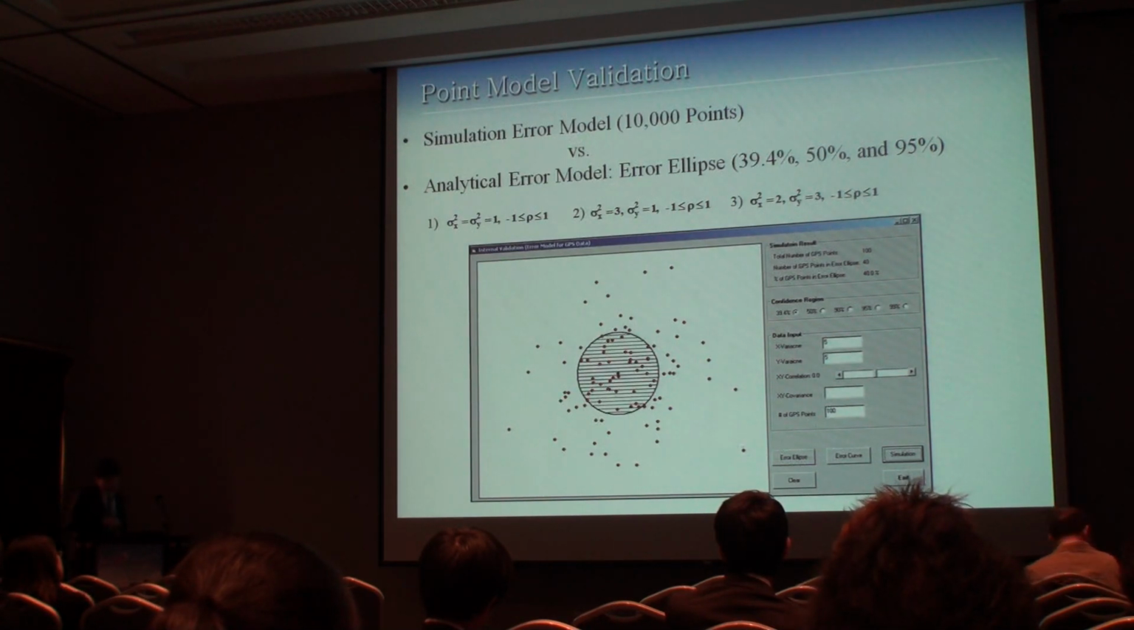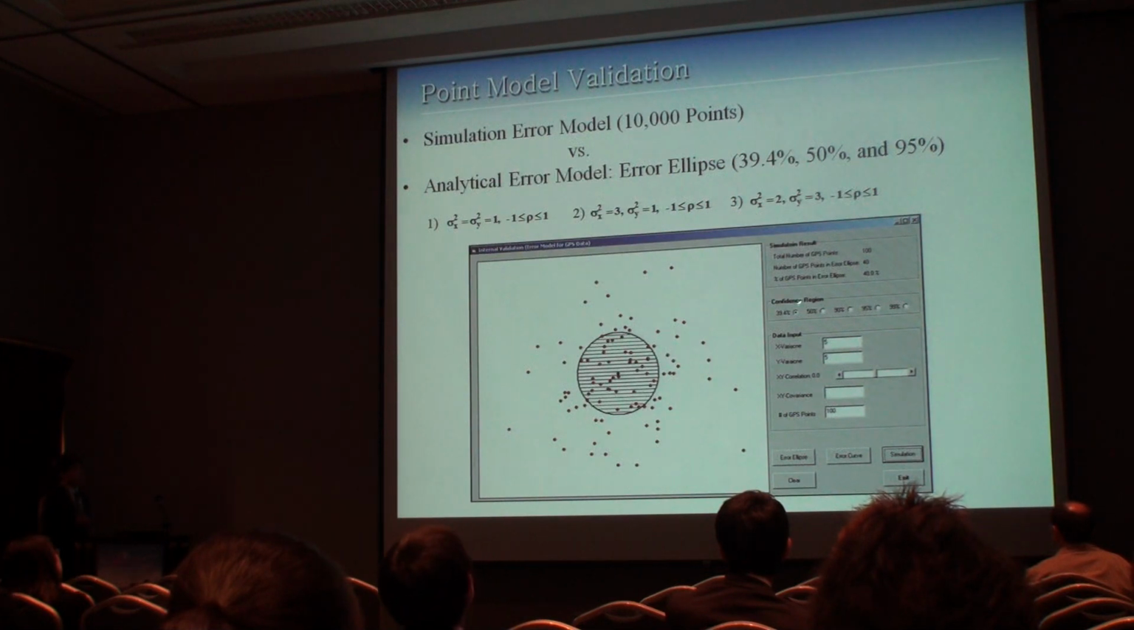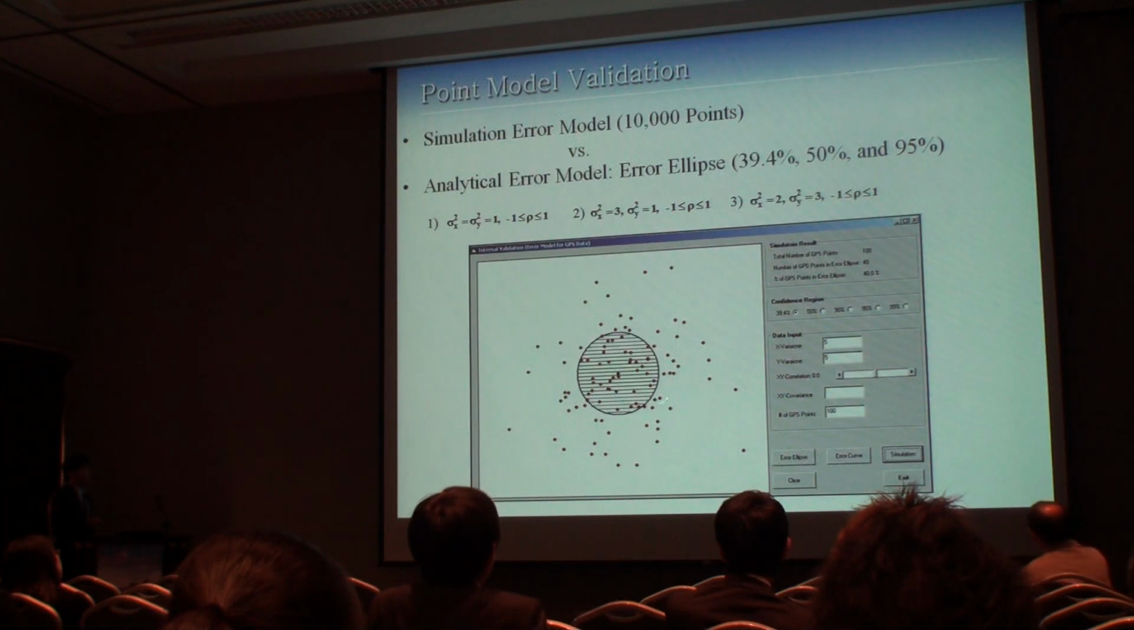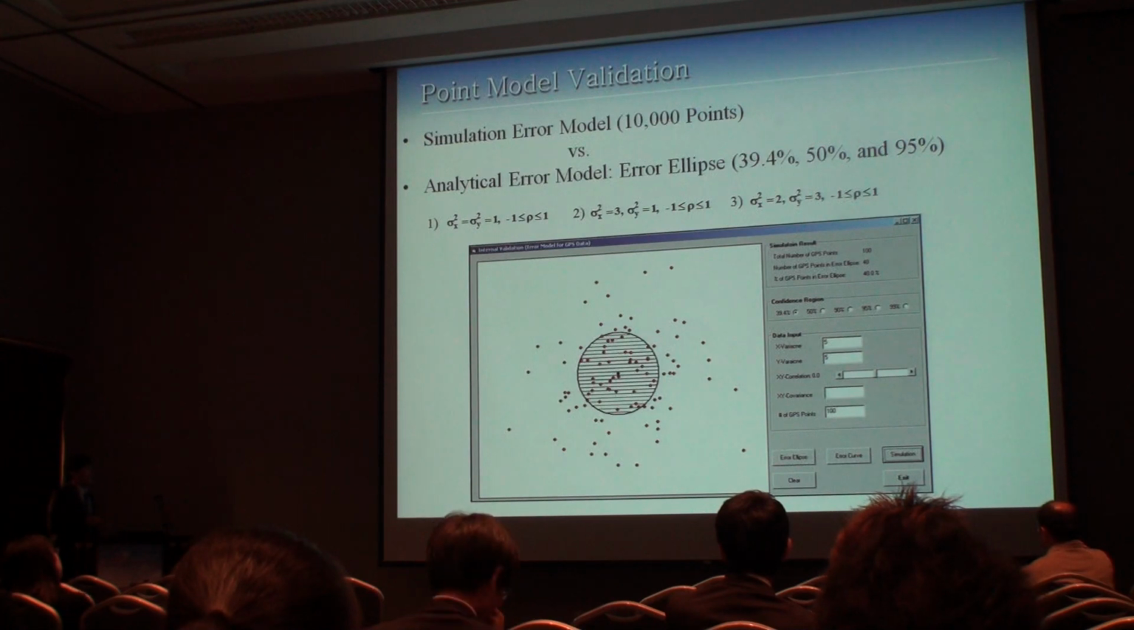In this slide, 100 points are perturbed by the stochastic simulation model. Also, the corresponding error ellipse has a confidence region of 39.4%. The simulation result indicates that 40 out of 100 points fall within this error ellipse. The number of GPS data points that fall within the error ellipse is almost identical to the confidence region.